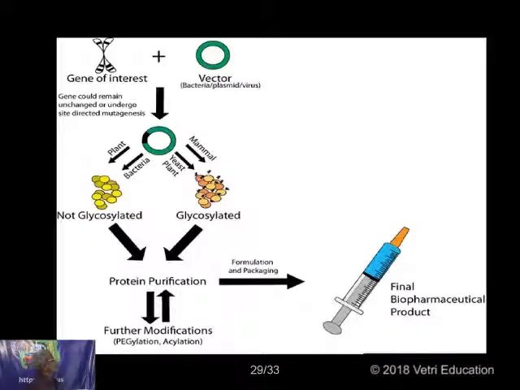Gene of interest. Can take any gene of interest, which may undergo mutagenesis. Then this is introduced into the vector. Then it could be introduced into plant, bacteria, yeast, or mammal, and then used for protein purification. Further modification, then formulation, and the final pharmaceutical products. These are some of the areas in which biotechnology can really help you.